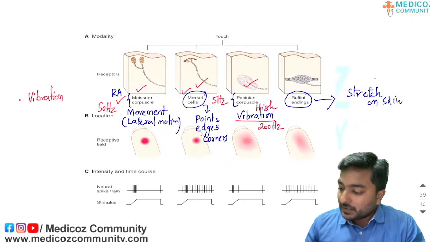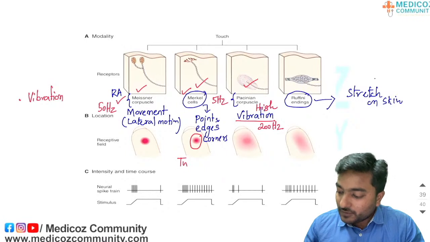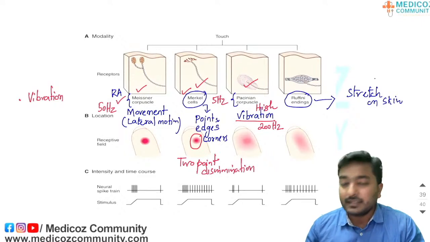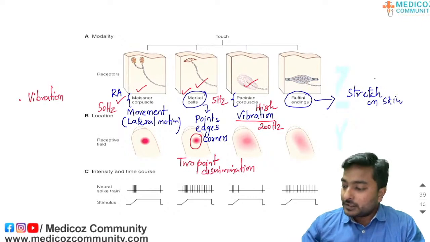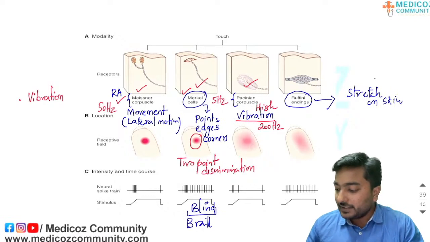And the Merkel cells have a very small receptive field. Since it has a small receptive field, it is involved in 2-point discrimination. The receptor involved in 2-point discrimination is Merkel's cells. Another important MCQ regarding Merkel cells: the person who is blind is able to read braille, right?